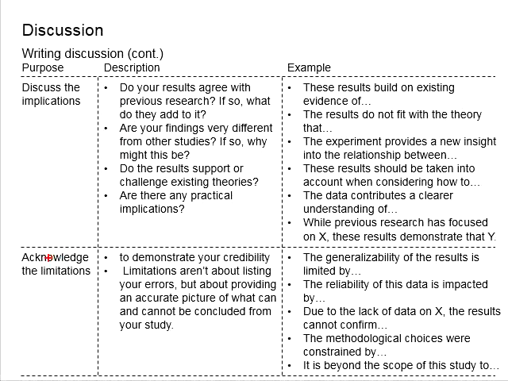Next, you are talking about the acknowledgement of the limitations. This is a way to demonstrate your credibility, but bear in mind that the limitation isn't about listing your errors, but about providing an accurate picture of what can and cannot be concluded from your study. Listing your errors is telling somebody that your results and findings cannot work. That is not the purpose, because you should have already eliminated such errors by the time you present your results and come to the discussions.